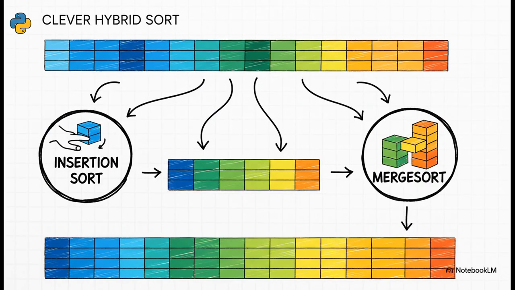Now, here's the thing. In the real world, you actually don't have to just pick one. The standard sort function that's built right into a language like Python is called timsort, and it's a super clever hybrid. It actually scans your data, finds small chunks that are already sorted, and uses insertion sort on them. Then it uses merge sort to combine all those chunks. It's adaptive. It actually exploits any order that's already in your data to run way faster.